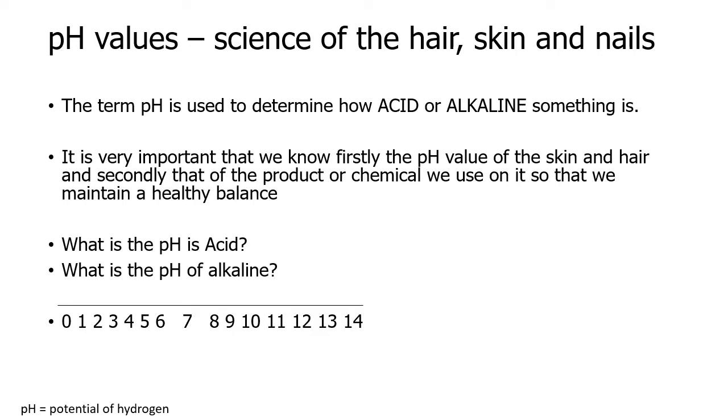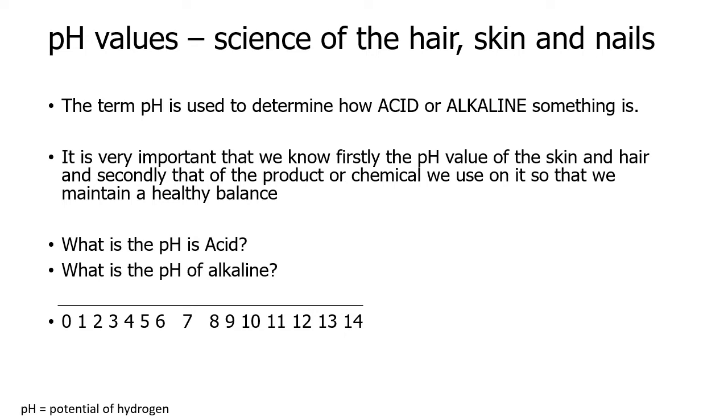Today we're going to be talking about the pH values, the science of the hair, skin and nails. The term pH is used to determine how acid or alkaline something is. When we use the word something, we're talking about the products of hair, beauty and nails. So anything that we use within the industry would have either an acid or alkaline level. It's very important that we know, firstly, the pH value of the skin and hair, and secondly, the pH of the product or chemical that we use on it, so that we maintain a healthy balance.